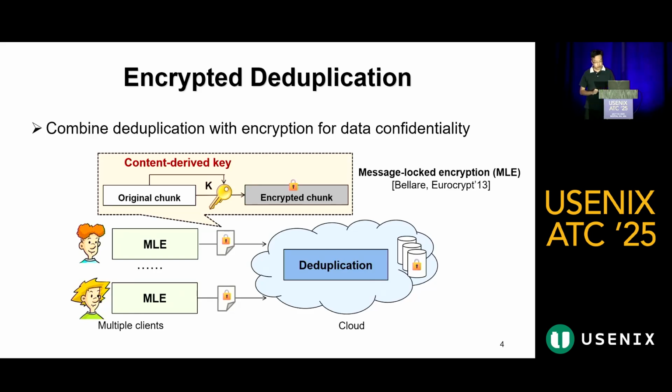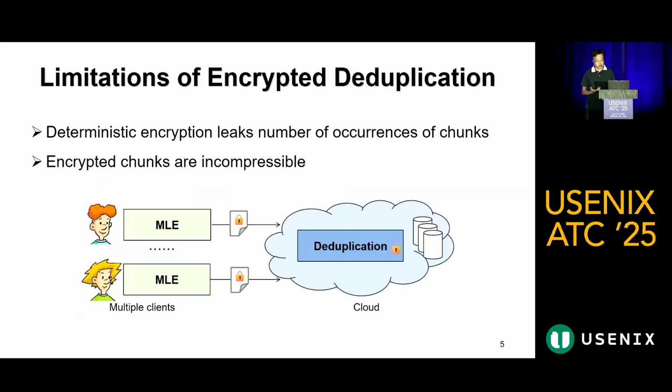However, there are limitations for encrypted deduplication. First of all, because it ensures that the same content will be encrypted into the same encrypted content, it's deterministic. It will leak the frequency distribution of the original chunks, so it's subject to frequency analysis attacks. Another thing is the encrypted chunks cannot be further compressed. Because it's based on deduplication, you can only remove the identical copies. But if they're not identical, just with small differences, you cannot further compress them.